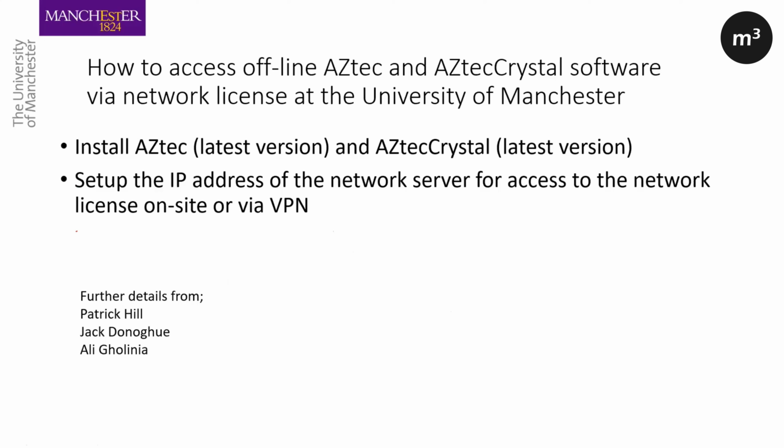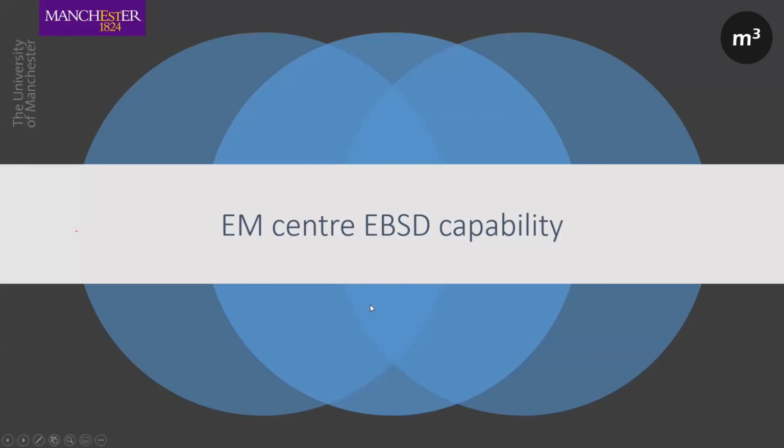So finally, before handing it to Jack, I want to say that if you want to access the AZtec and AZtec Crystal offline, it's possible. You have to install the latest version and set up the IP address for the network server at Manchester. And if you want further details, get in touch with Patrick Hill, Jack, or myself. So that's as much as I wanted to talk to you about, and I want to hand over to Jack for his part of the talk.